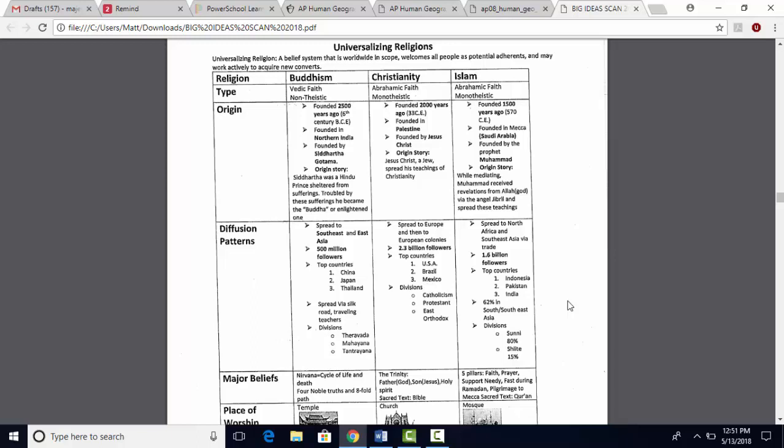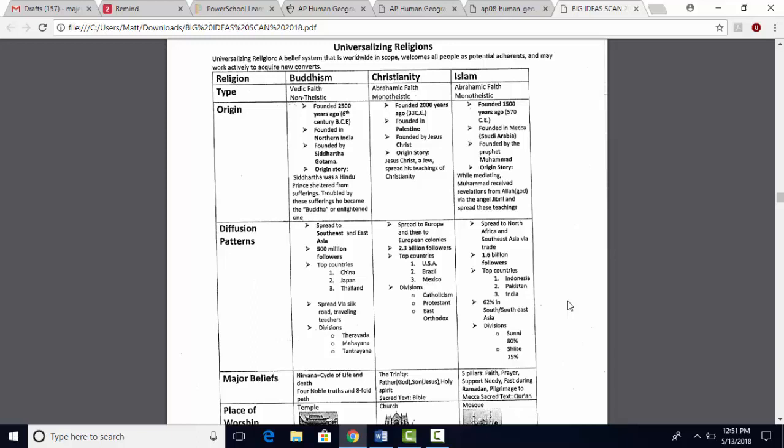So it spreads to Southeast Asia. It spreads to East Asia from its hearth. Interestingly enough, most of the folks in its hearth area today are no longer Buddhist. They're Hindu. But this actually spreads throughout all of the rest of Asia and becomes much more popular in East Asia and Southeast Asia than it does in where it originated, South Asia. 500 million followers, China, Japan, Thailand are great examples.